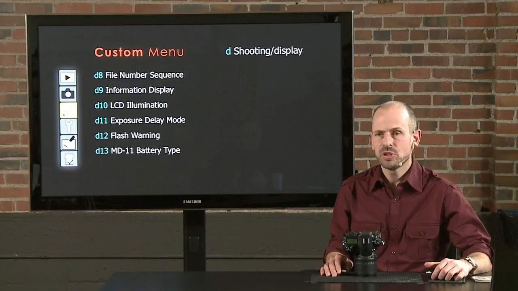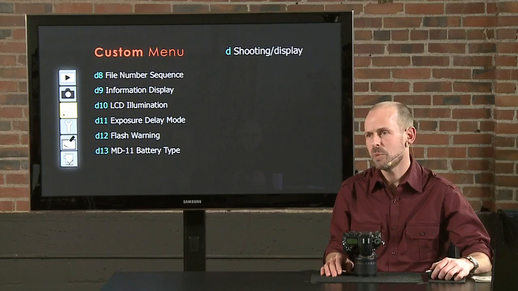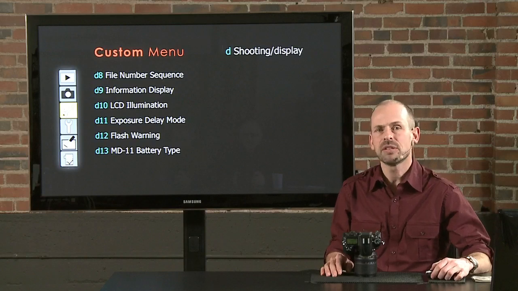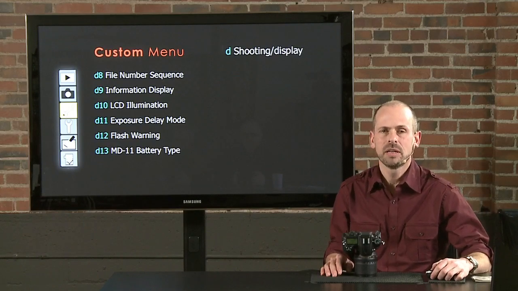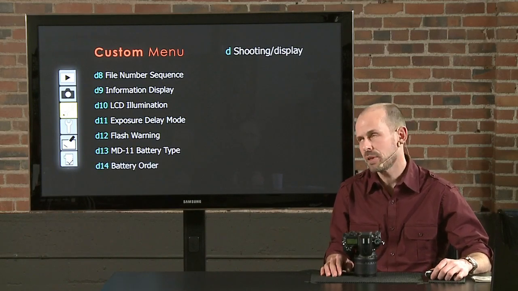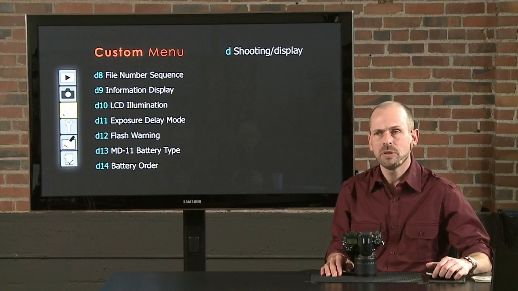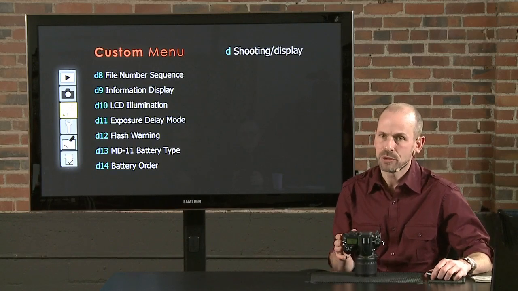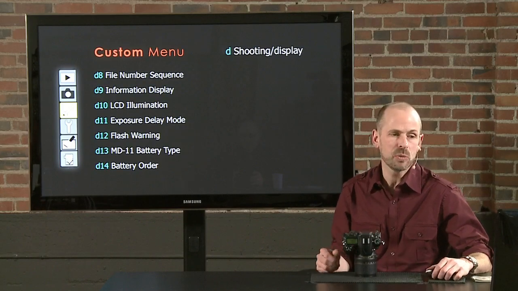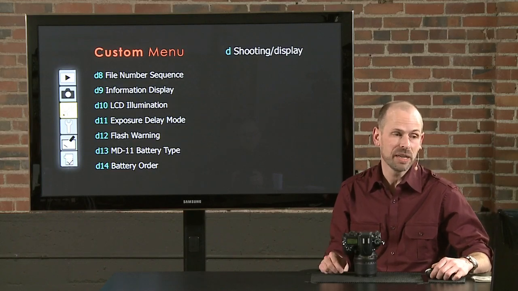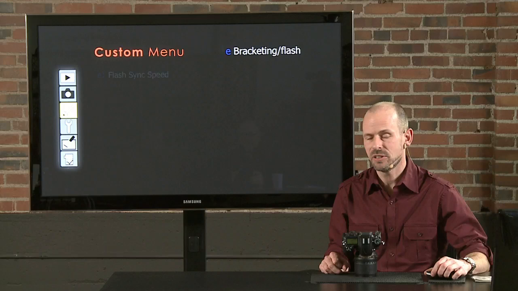The MD11, which is the vertical grip for this, you can indicate what type of batteries you are using in there. It needs to know for power consumption and what type of battery is being used. The battery order: there's a battery in the camera, and then there's a battery in the vertical grip, and you can decide which battery gets used first for whatever reason you might need. Not sure what that would be, but you can decide it.